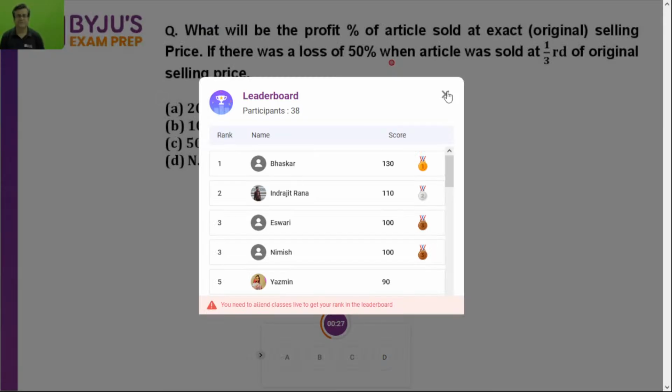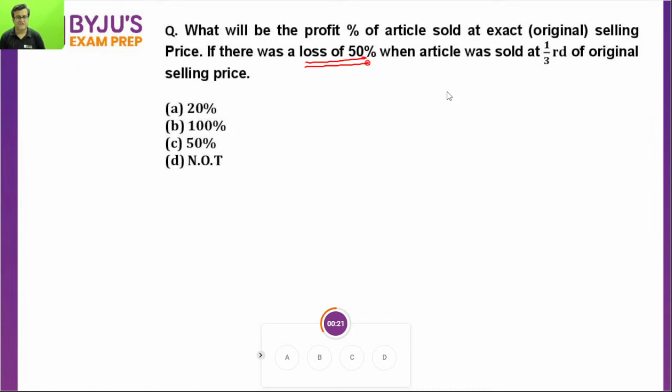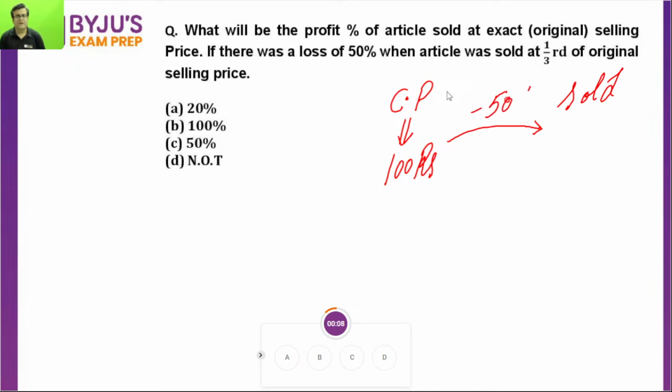C option is right. What will be the profit percentage of an article sold at the original selling price, if there is a loss of 50% when sold at one third of the original selling price? I will tell you, whatever the cost price is, let's suppose the cost is 100 rupees, the article sold at 50% loss. 50% loss is there, so the article sold at 50 rupees.